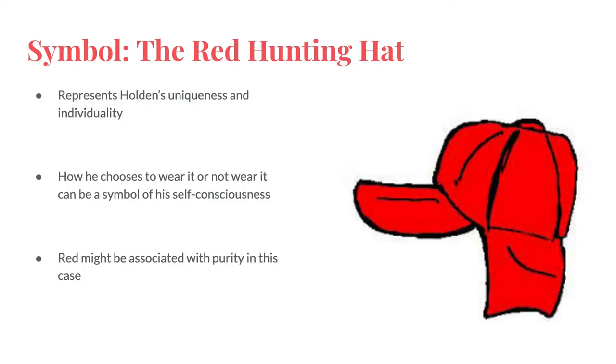The next symbol might be pretty obvious. It's Holden's red hunting hat. It's actually pretty hard to find anything on The Catcher in the Rye without this hat being shown somewhere. Holden purchased this hat for $1 in New York right after he left the fencing equipment on the bus. And it's a type of hat that stands out. It's red, it's kind of big, but it also covers the majority of his face.